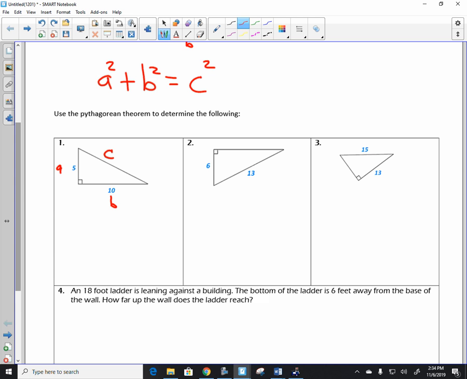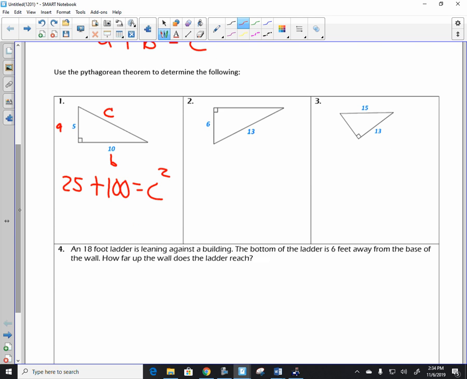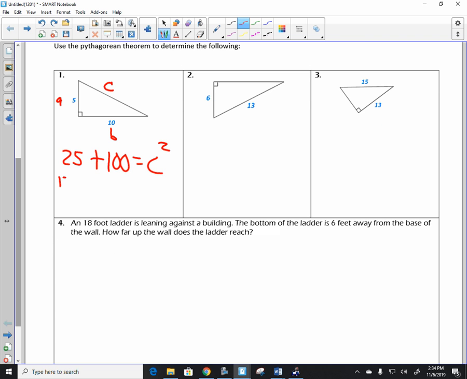JGL, tell me my formula. What do I got going on here? What is A squared? 25 plus 100 is equal to C squared. Excellent. It doesn't matter which side you pick for A or B, so long as those are the legs. C must be the hypotenuse. You add it together, you get 125 is equal to C squared. Is that my answer? What do you do? Can you simplify the square root of 125? Yes, you may. Root of 25 times the root of 5, or 5 roots of 5. That is your length.